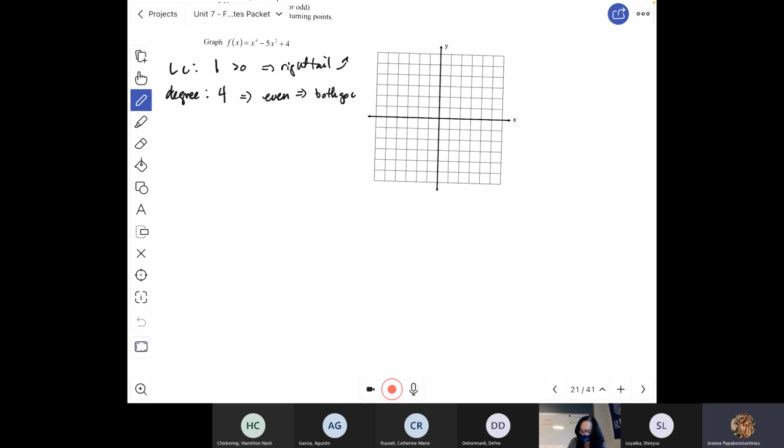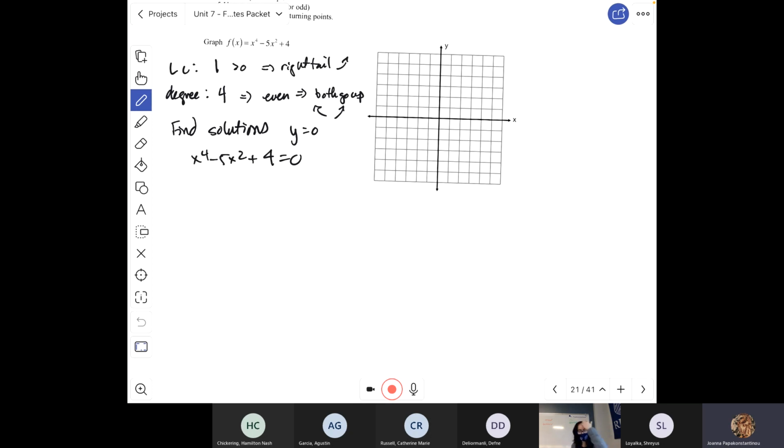Okay. So now I need to know some more information. Perhaps I want to find my roots and my x-intercepts. So I'm going to find solutions by setting y equal to 0. So then I have x to the 4th minus 5x squared plus 4 equals 0. How many roots should I have? I should have 4 roots, right?